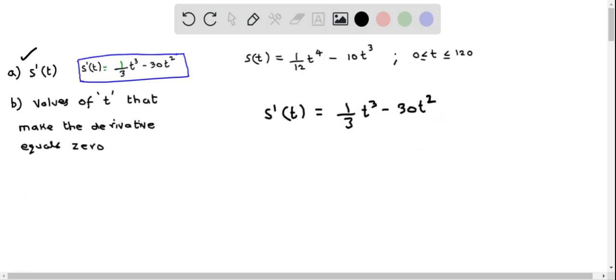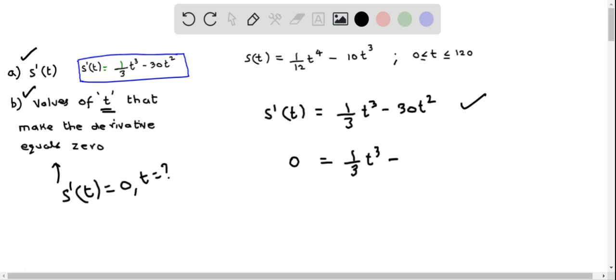Let's answer part B. Here we have to determine the values of t that make the derivative equal 0. So basically this is when s prime of t equals 0, we have to determine the corresponding values of t. So let's do that. Here I have copied the first derivative s prime of t. I'm going to replace s prime of t with 0 here. So therefore this becomes 0 equals 1/3 t cube minus 30 t squared. So from this equation, we have to determine the values of t.